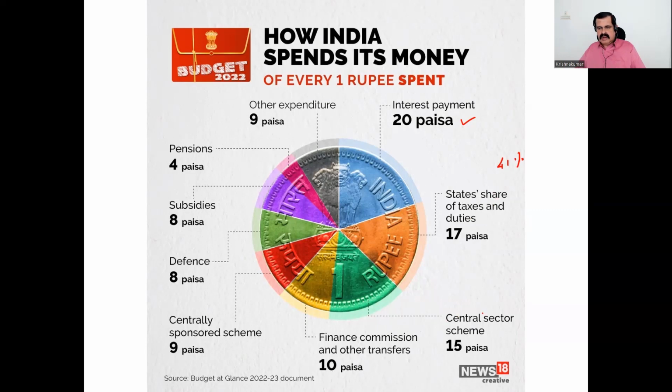Okay. Now we come to what is called central sector schemes. Now look at this. This is central sector scheme and this is centrally sponsored scheme. So what is the difference between these two?